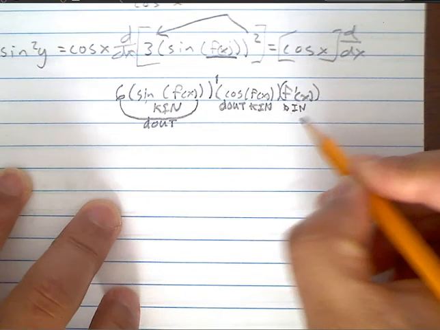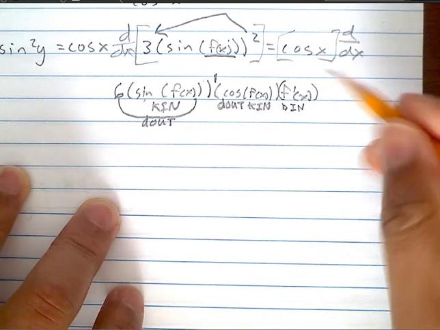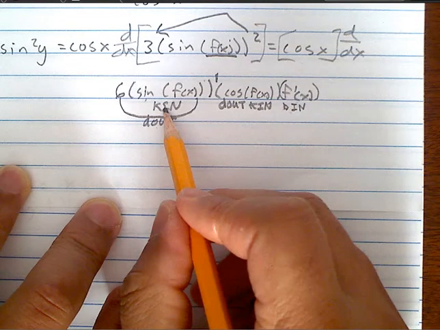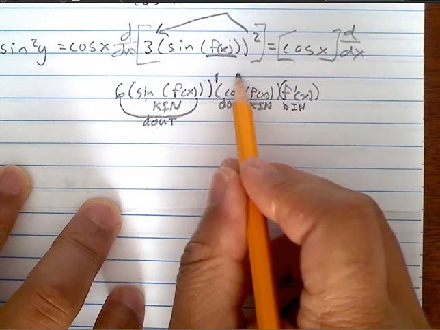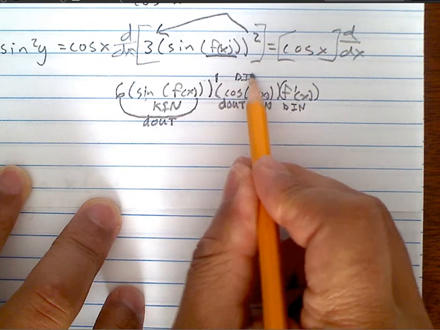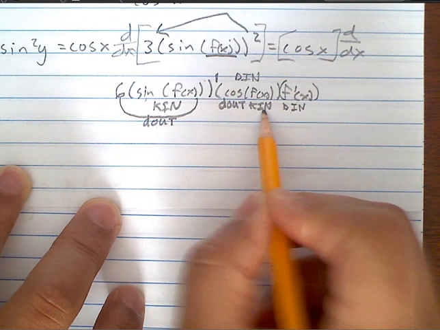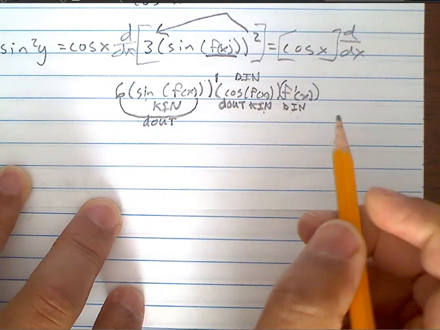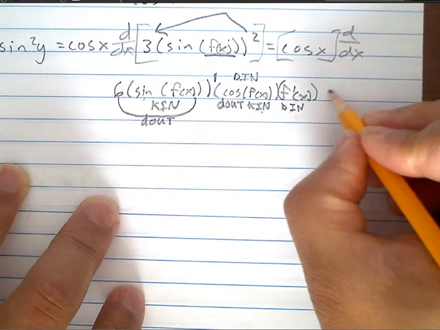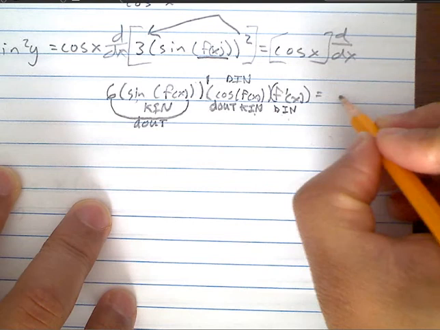Alright. So there's that. The outside, keep, derivative of the inside. That's the process for your double chain rule. And if you end up here, you're done. Alright, negative sine x.